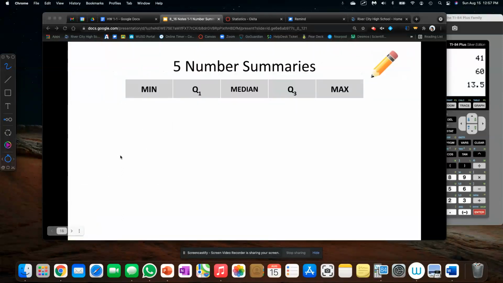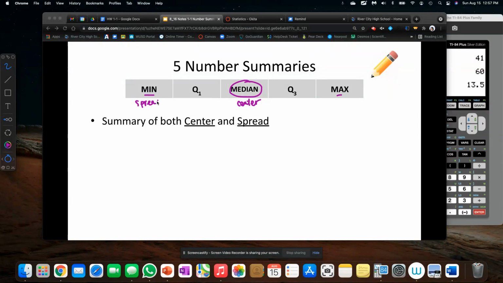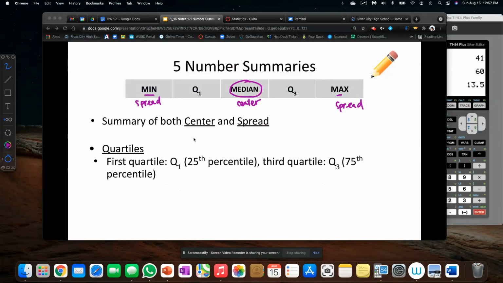All right, so 5-number summaries. This is a summary of both center and spread. We know that the median is a measure of center, and we know that the minimum and the maximum are both measures of spread. But Q1 and Q3 are kind of new. Those are called quartiles. The first quartile is the 25th percentile, and the third quartile is the 75th percentile.